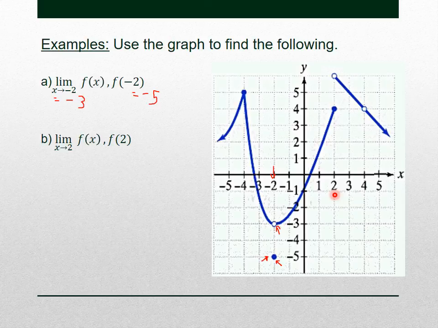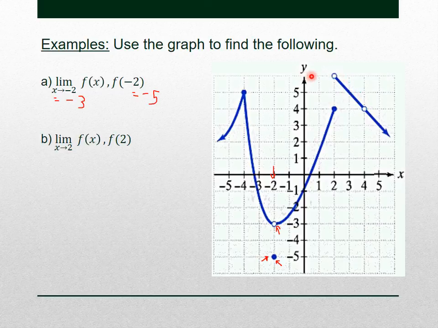So now we're looking at the limit as x goes to positive 2 of this function. So again, we need to check the limit from the left and the limit from the right and see if those are the same. So for the limit from the left, we start somewhere to the left of 2 and we trace the graph, see what height it's going towards as x moves to the right towards 2. So we start on the left and we want to move towards 2, tracing this graph. And we can see that we get close to this height 4. So the limit from the left is 4.